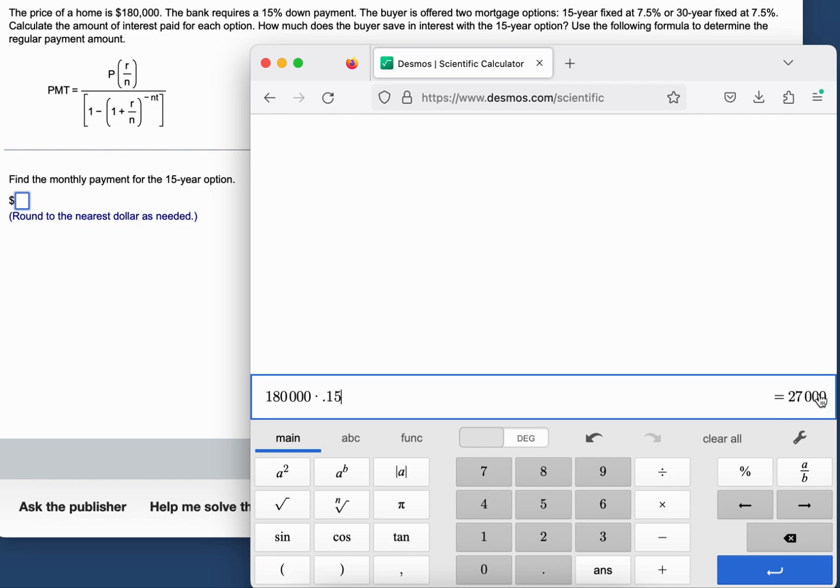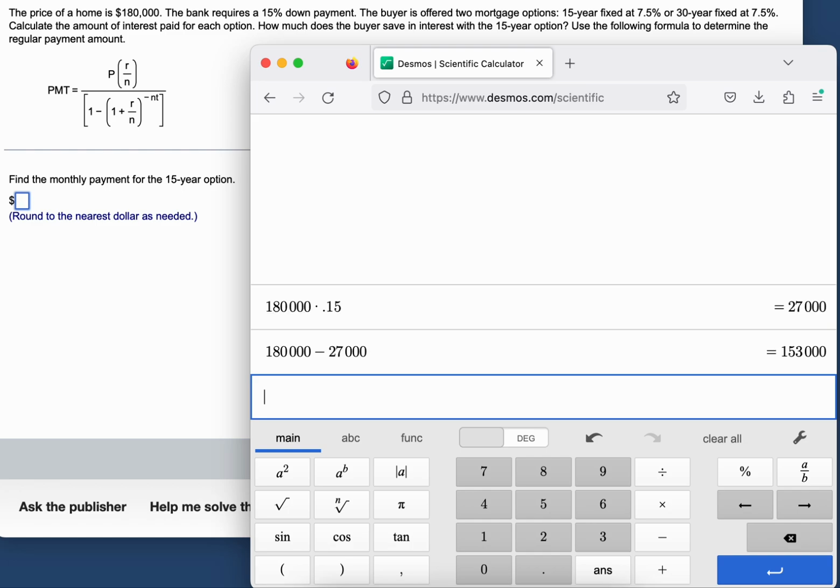So I have to subtract this amount from $180,000. So I'll do that in the next line. So that's $180,000 minus $27,000. And this here is the actual mortgage. So this is the value of P. That all being said, I'm now going to go to this formula to figure out the monthly payment. So this is the value of P, which goes right here. I'll enter this first, 153,000.